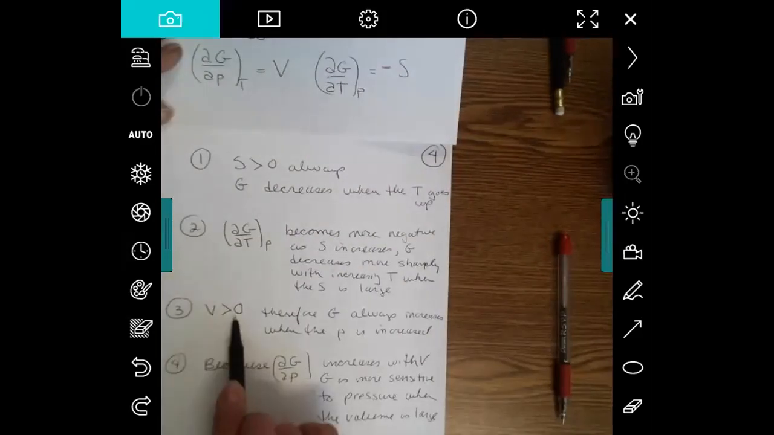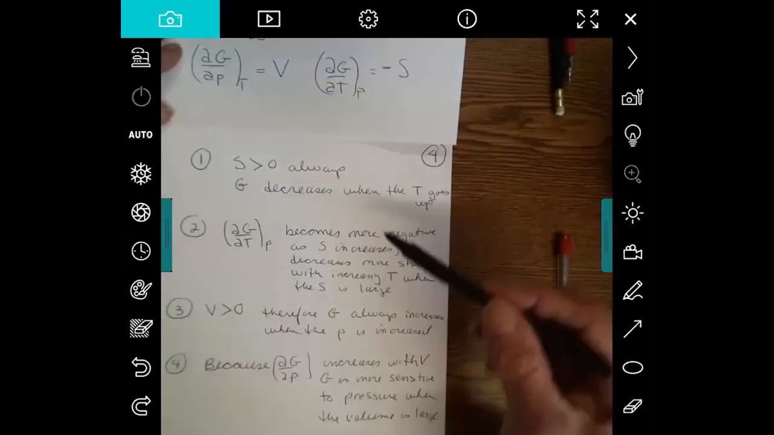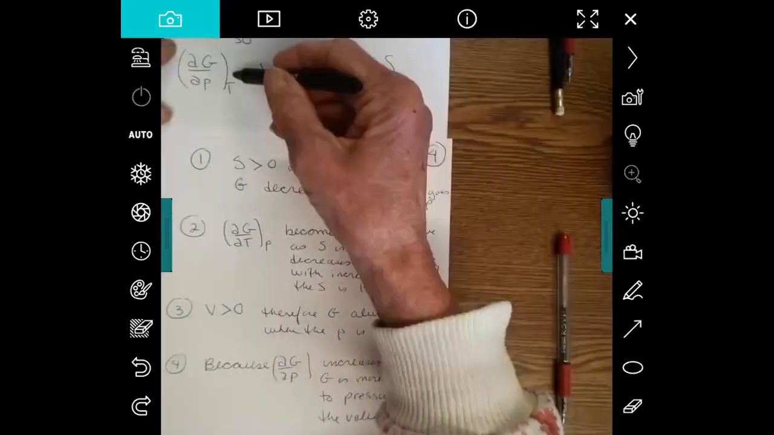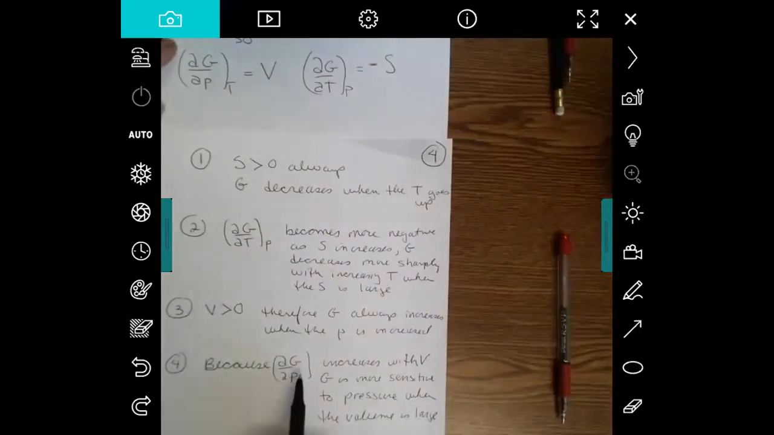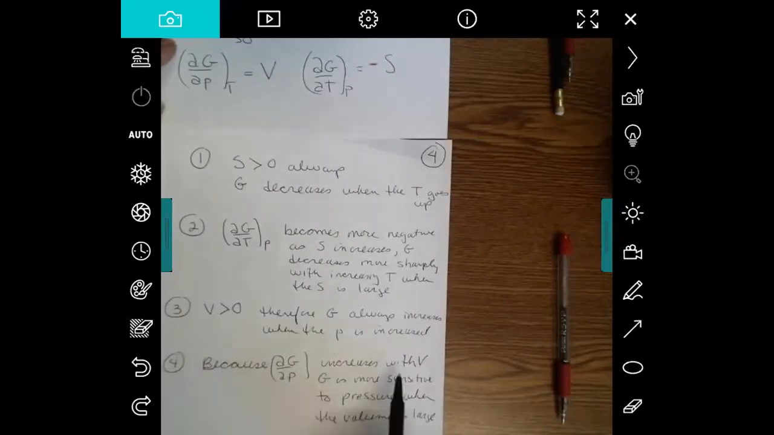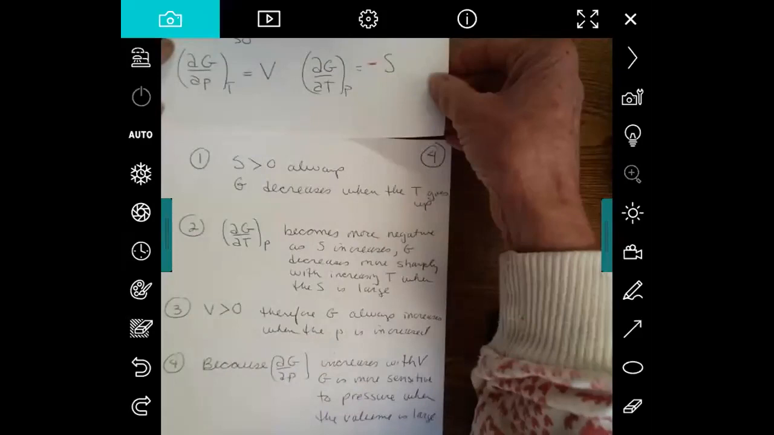Volume is always greater than 0. Therefore, G always increases when the pressure is increased. So this will tell us there's a positive relationship. And because change in Gibbs free energy with a change in pressure increases with volume, Gibbs free energy is more sensitive to pressure when the volume is large. So that's also thinking about gases are going to have greater changes in Gibbs free energy with pressure because their volume is so much larger than liquids and solids.